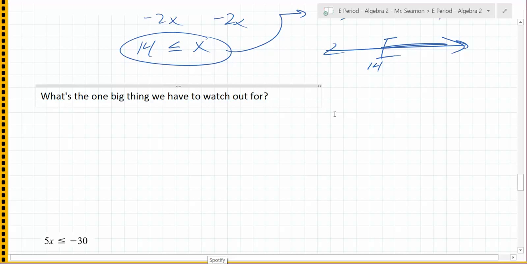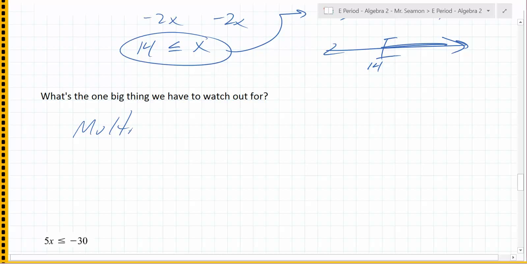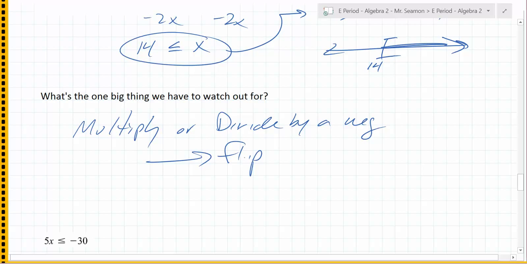What's the big thing that's different though? What do we have to watch out for when we're dealing with inequalities? What's the most common mistake people make? Mar? Not flipping the inequality when you either divide or multiply by a negative. Yeah, if you multiply or divide by a negative, what do you do? Flip the sign. You flip the sign.